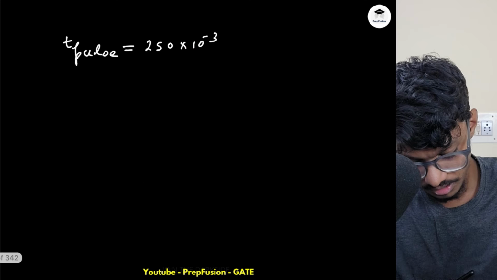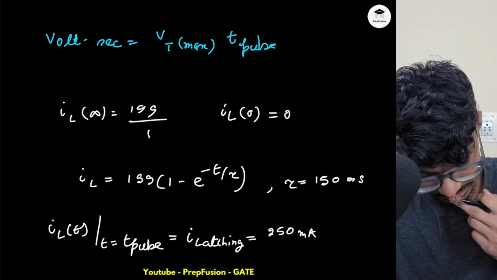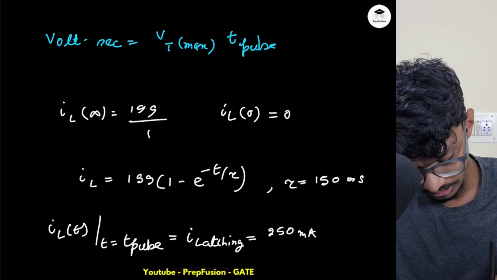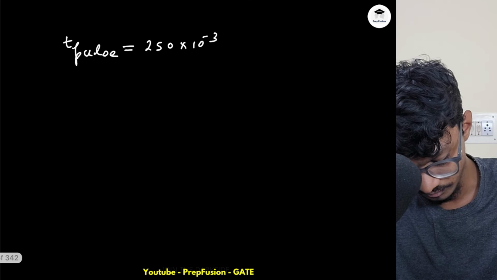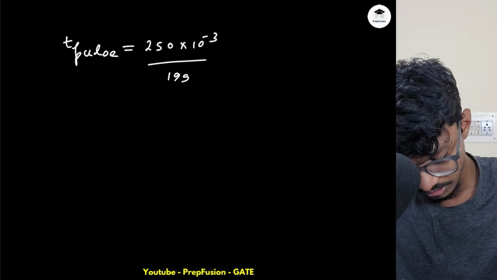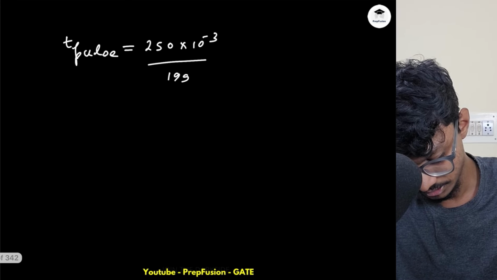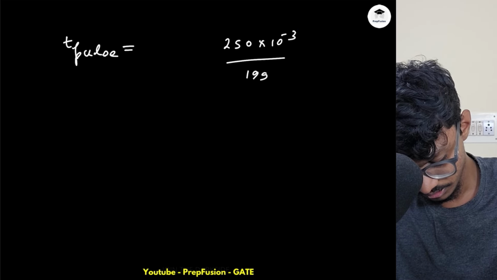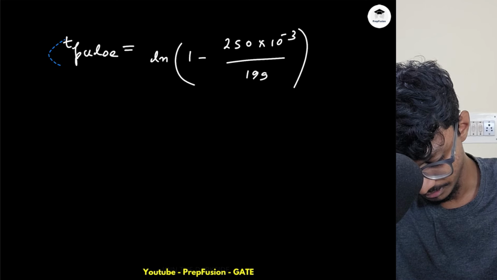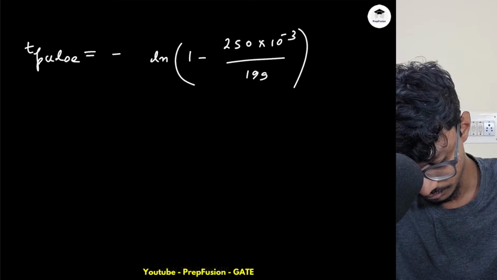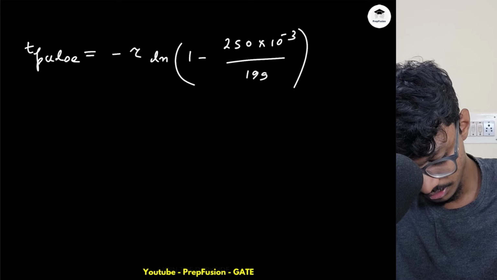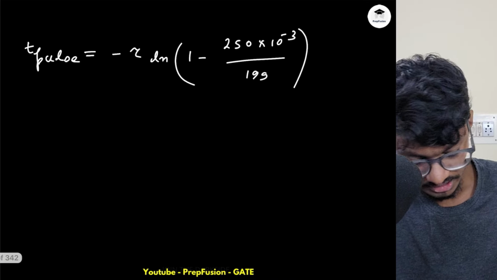is 250 milliamperes, and this IL is 199, so this will divide by 199. And then what I have to do is this will be subtracted by 1, then I have to take the ln of this, and then multiply by minus tau. Okay, tau is simply 150 milliseconds. So what will this be?